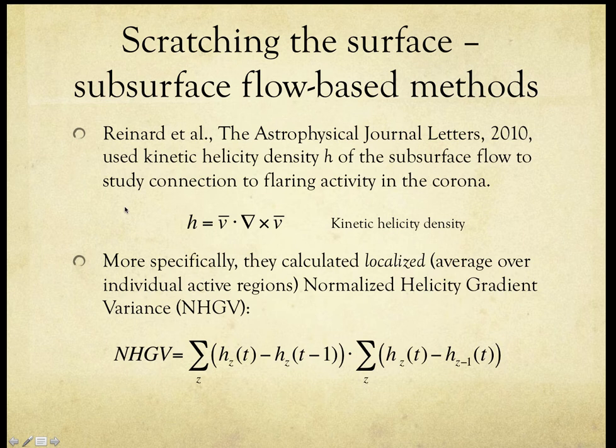So what Reinard et al. did was that they used these subsurface flow maps to calculate first what we call kinetic helicity density, H. And that H is defined here. So you calculate, you know, the V here is now the subsurface flow obtained, for example, from these helioseismological observations. So you calculate the curl of that flow, and then you carry out the scalar product between that curl and the plasma flow vector itself, and that's called kinetic helicity density.